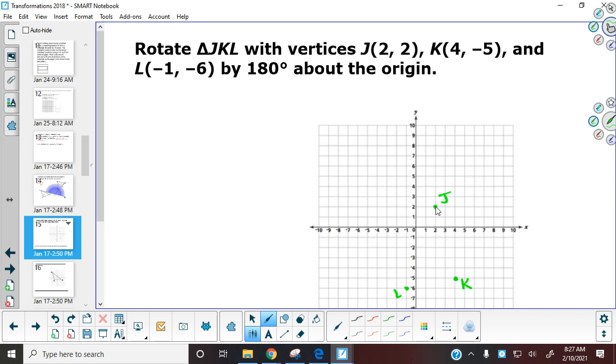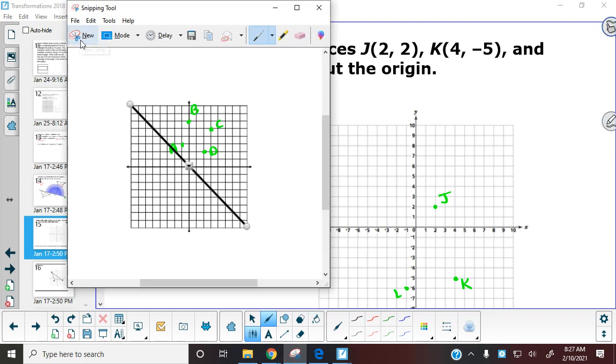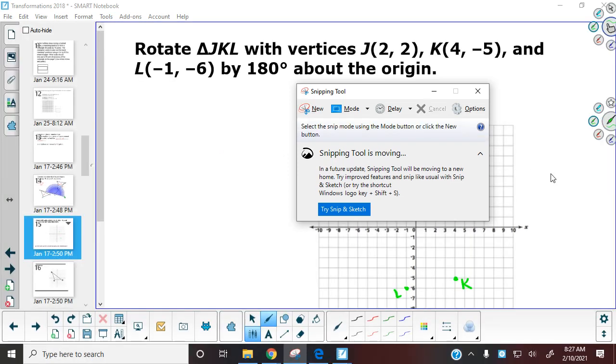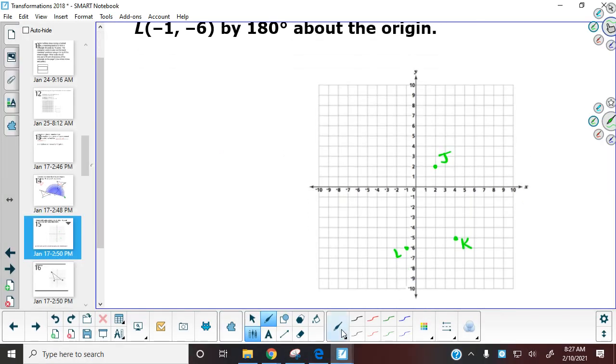Now, the best way to go about doing this, in my opinion, is literally to take and rotate your piece of paper. What I mean by that is, when we look at this, let me back out of this for one second. I just want to actually get the whole thing.